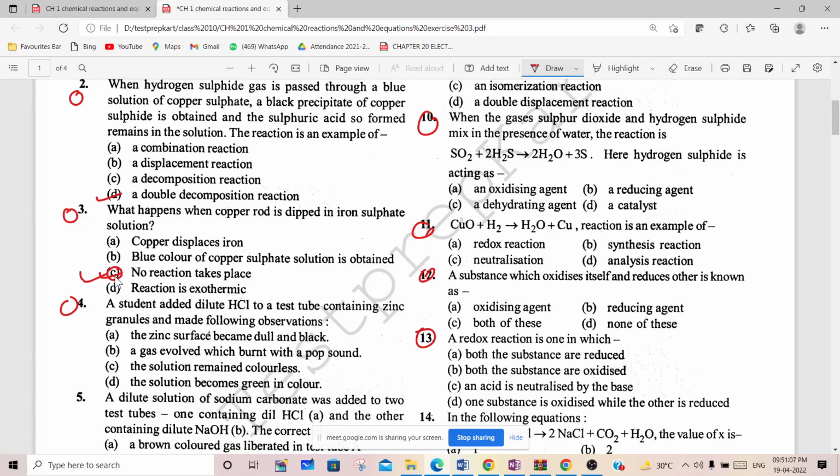Next, number 4. Sir, the gas which burns with a pop sound. Okay. Basically, what is happening? Zinc plus HCl gives ZnCl2 plus H2, right? And this hydrogen gets burned. So, B option. Right? Anyone clear? Yes. Okay, the 10th question.